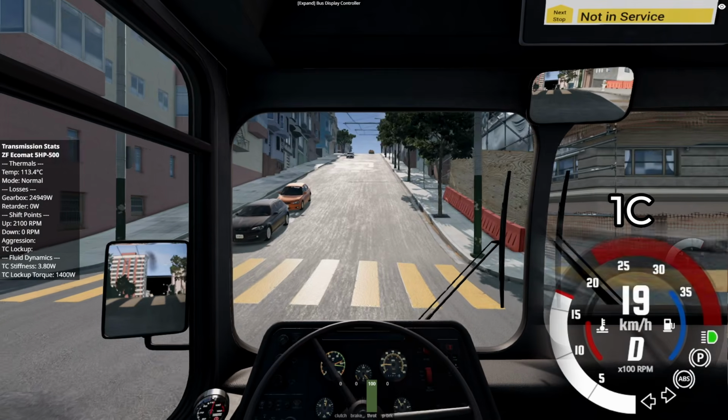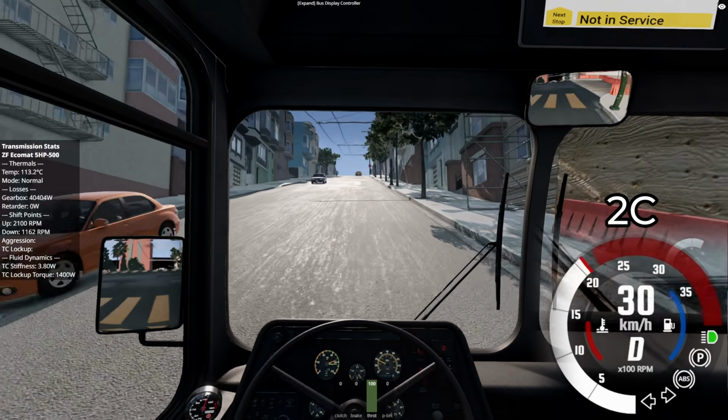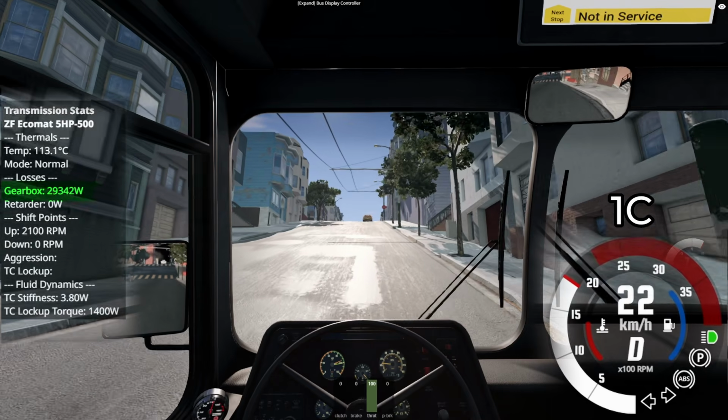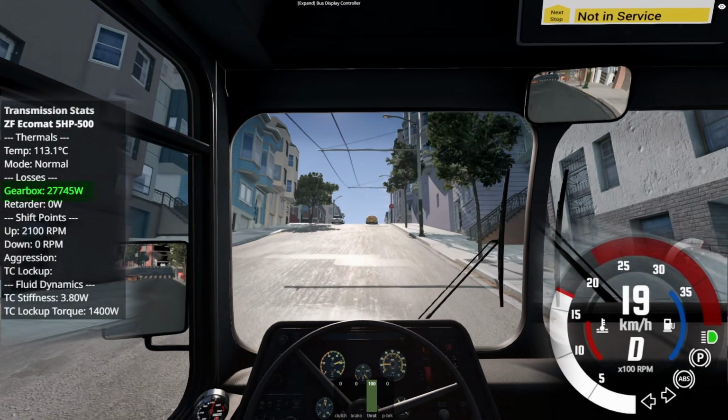You can also see how, when we are going up the hill, we are fast enough for second gear but too slow to lock. So we are dumping a lot of power as heat that could be used to get up the hill.